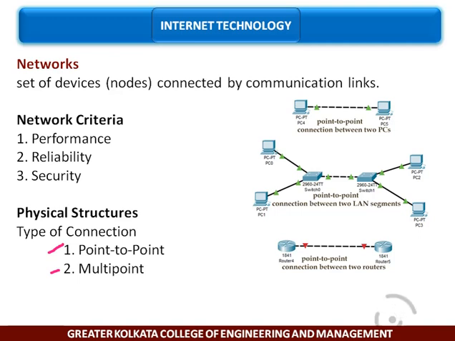When you change television channels by infrared remote control, you are establishing a point-to-point connection between the remote control and the television control system. Next one is the multipoint.